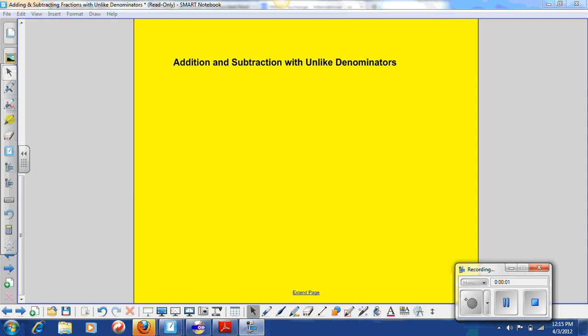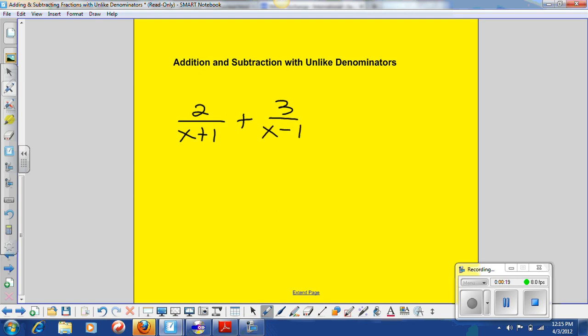Okay, we're working with addition and subtraction with unlike denominators. Let's take the first problem. So we've got 2 over x plus 1 plus 3 over x minus 1. Well, look at them. Do x plus 1 and x minus 1 have anything in common?